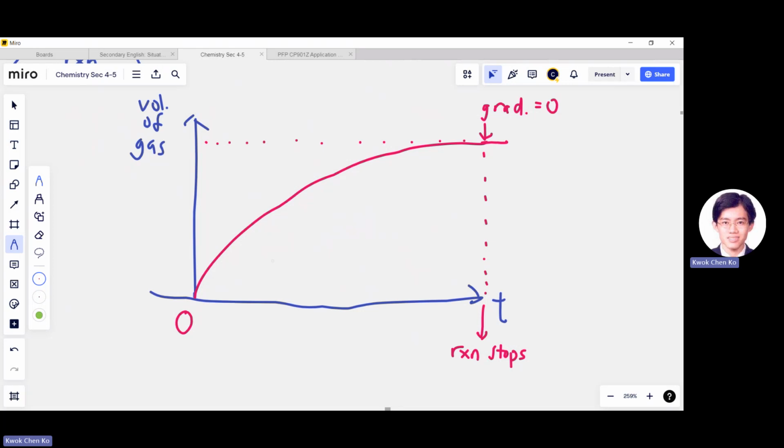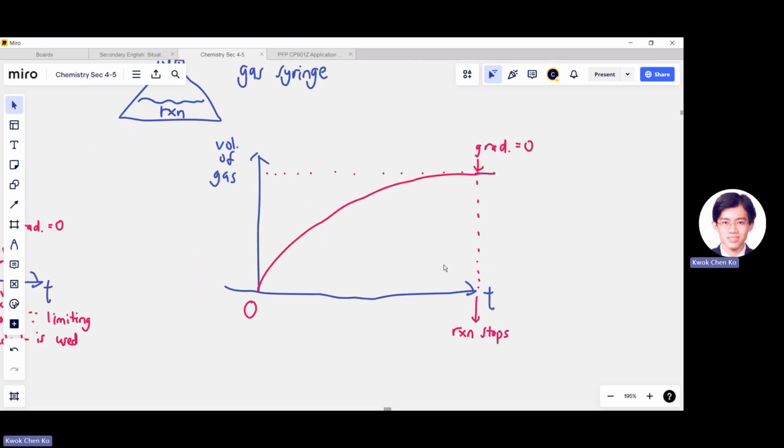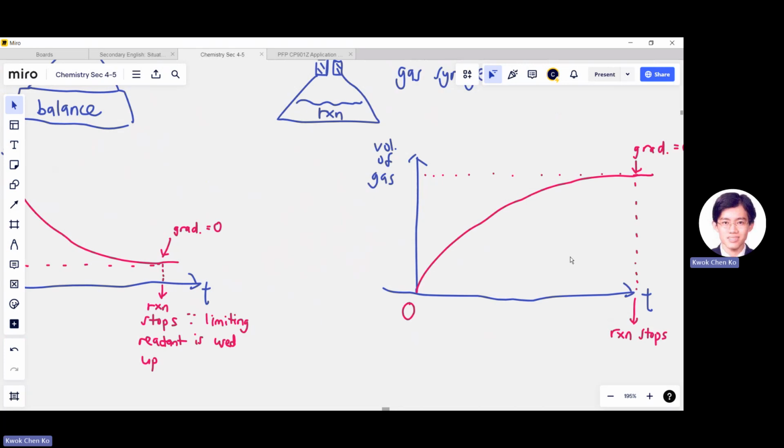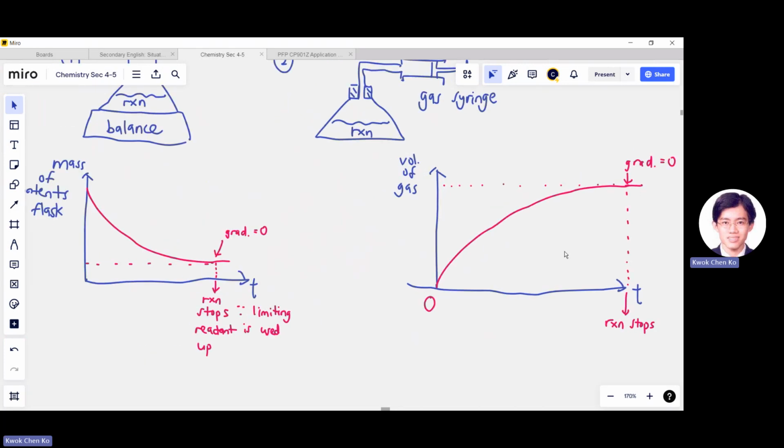Let's continue. Now, for both of these curves, there's an important thing. I haven't talked about speed of reaction, right? So what is the speed of reaction? The speed of reaction is measured by, take note. You're not wrong, but there's a numerical value for that. Speed of reaction is the gradient.